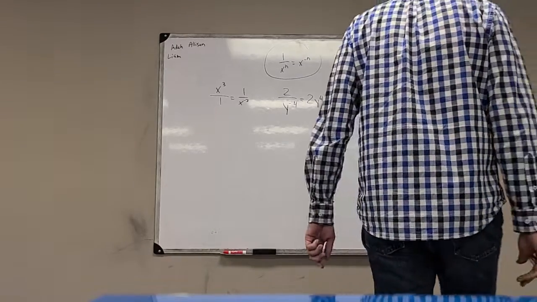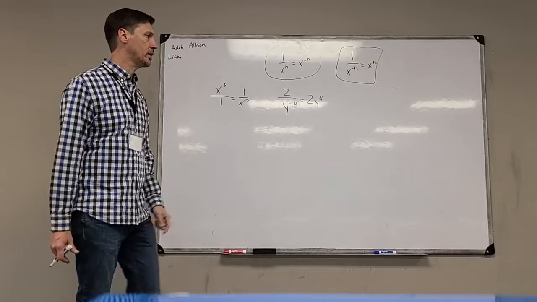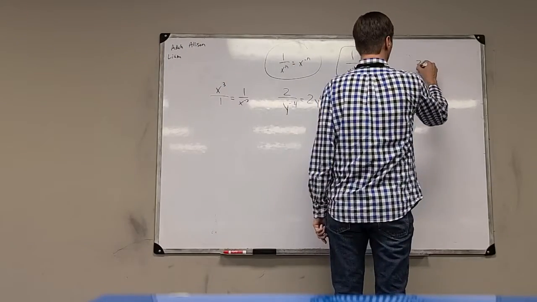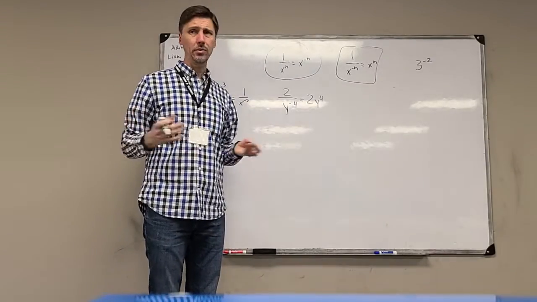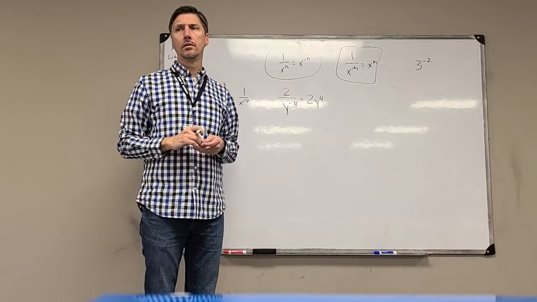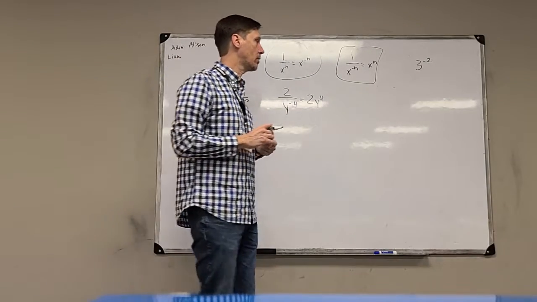Now this doesn't have to be a variable here. This is anything that's raised to a power. So it could be a number raised to a power. So 3 to the negative 2. I don't know how to do that, right? I don't know how to raise something to a negative power. I only know how to raise things to a positive power.